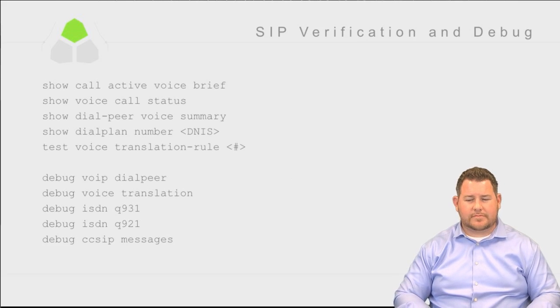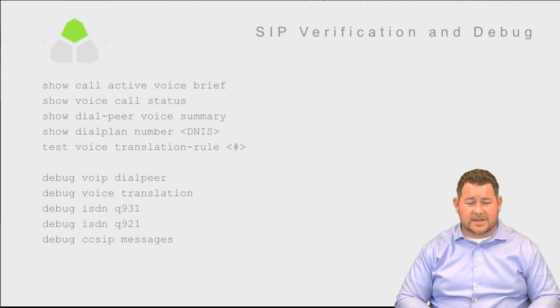So, SIP verification and debug. Some of these commands are the very same as you would see in H.323. Show call active voice brief, same thing. Show voice call status as well. Show dial-peer voice summary, same thing that we saw in H.323. Show dialplan number is a very good command to see what dial peers you're actually using. And test voice translation-rule.